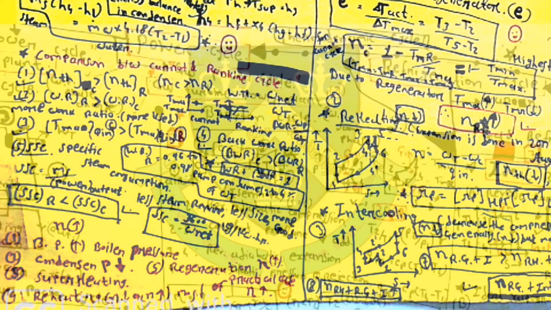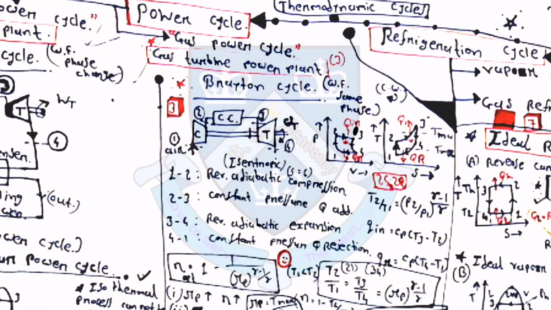Then moving towards the third cycle, which is the Brayton cycle. Here the diagram for the Brayton cycle is shown in the figure, and two charts, the PV diagram and the TS diagram, are also there. You can take a screenshot if you want.